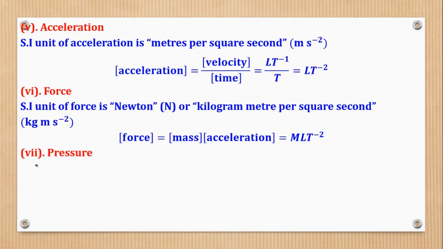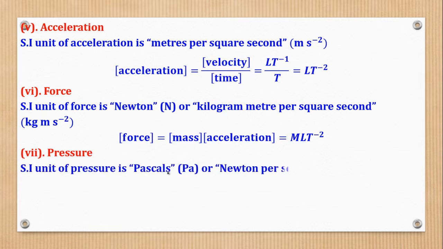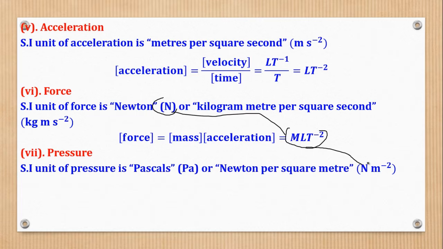So now we shall go to pressure. The SI unit of pressure is Pascal or Newton per square meter. And the dimension for Newton is this. Remember, force was Newton and its dimension was that. So it will be this for N, and for square meter it will be L to power negative 2.